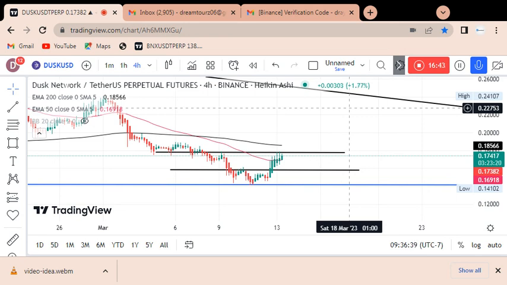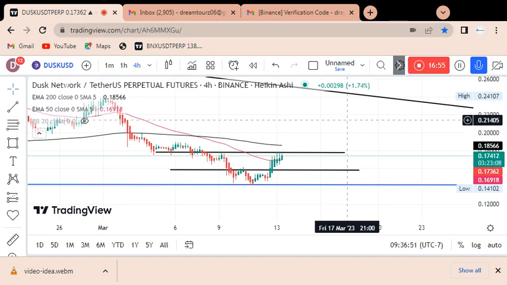Now look at what is happening right now. This is just one candle on the daily time frame. This is one candle I've just analyzed. Look at what the candle is doing right now. So now, what next? Should we wait for the breakout or should we trade?